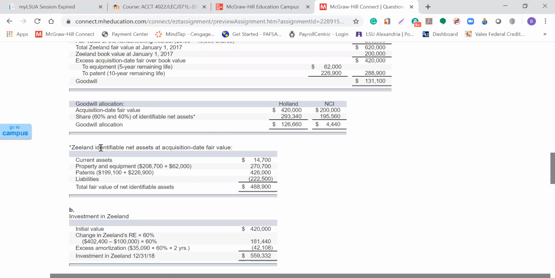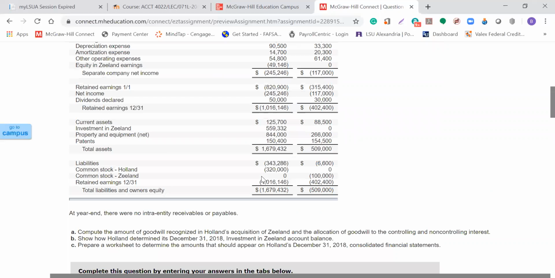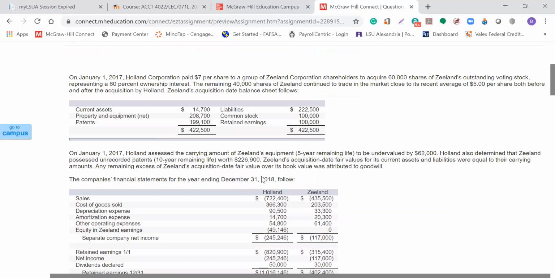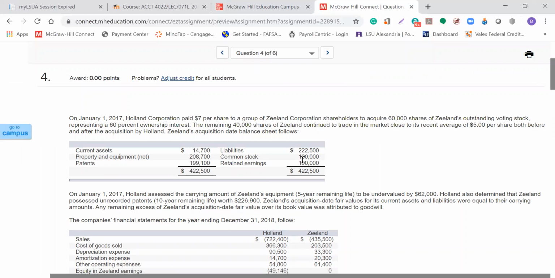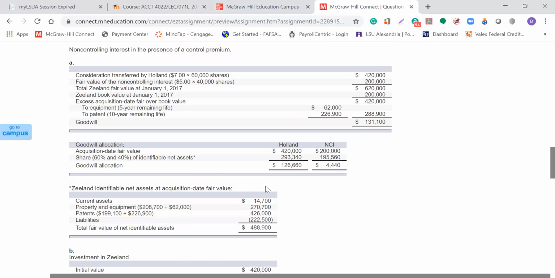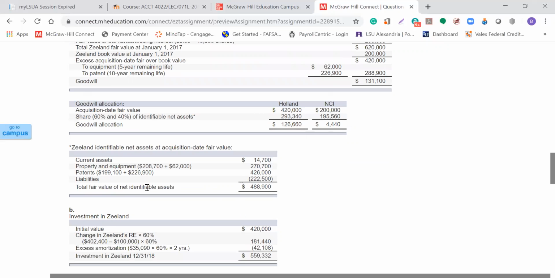We look at the net identifiable assets at fair value. Our current assets were $14.7, property and equipment $208.7 and $62, the patents $199.1 and $226.9, $426. Our liabilities were $222,500, for a fair value of net identifiable assets of $488,900. That's our identifiable net assets.